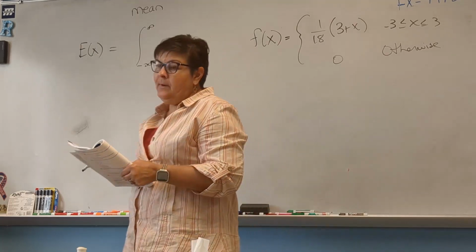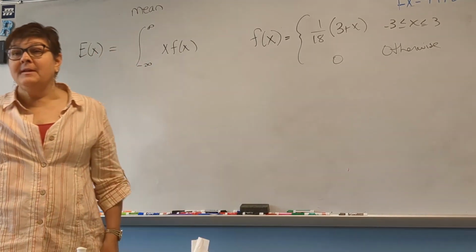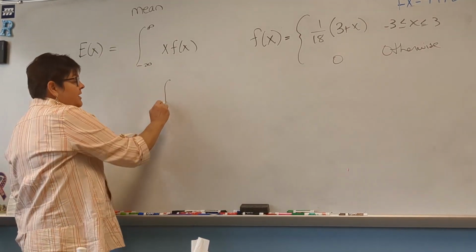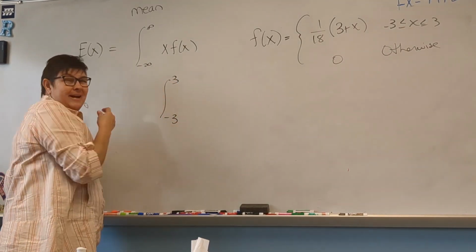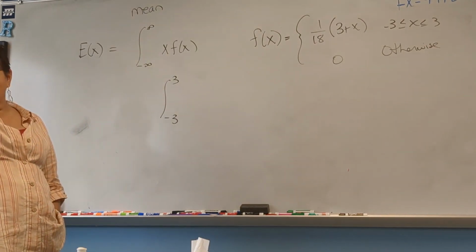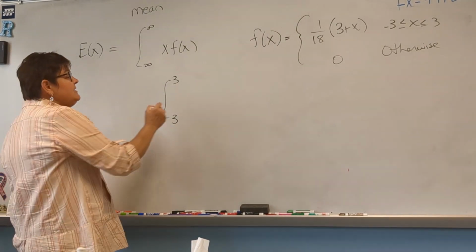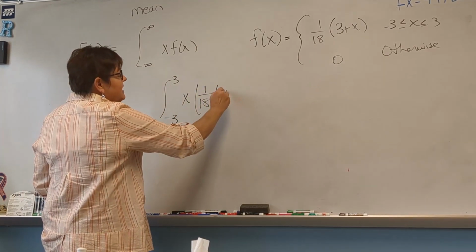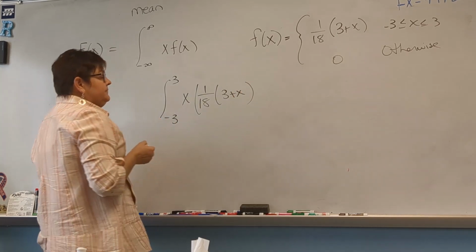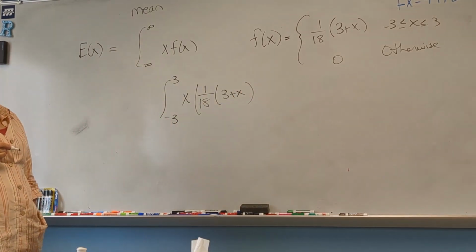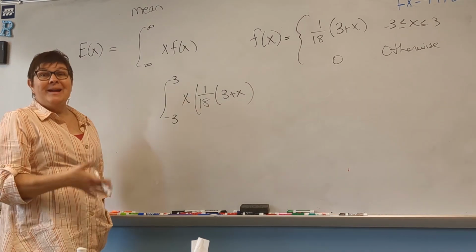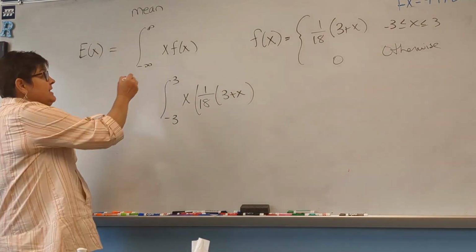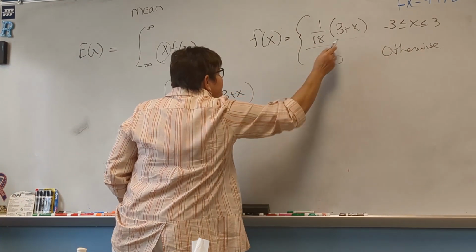Okay? So I want to find the expected value of x, also known as the mean. The way we do that is we're going to go from -3 to 3, that's our infinity thing. I think it's very strange how they do that. And then you're going to take x times the function. So 1/18 times 3 plus x. I would pull the 1/18 out, distribute the x through, and then integrate, and then assess. So literally, we're taking x times whatever the function is.